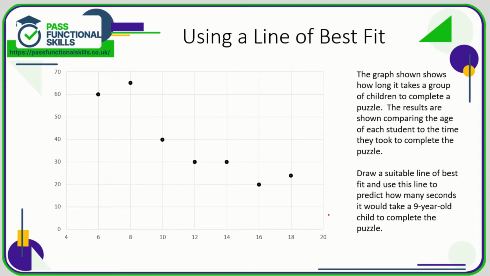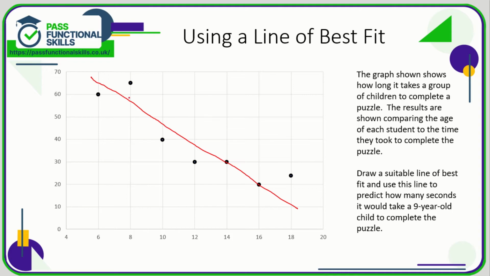Now we can use a line of best fit to predict other values. So this graph shows how long it takes a group of children to complete a puzzle. It's not a great graph really because we don't have very many points on it. So first of all, I'm going to draw in a line of best fit. So something like that will do. It's not excellent, but we can see there's negative correlation. Most of the dots are pretty close to the line. That's good enough. Again, yours could differ, but doesn't mean yours is wrong and mine's right. They might both be fine.